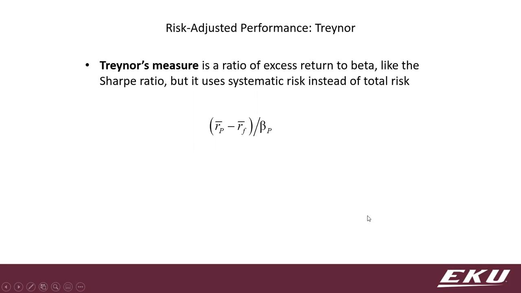Treynor has a slightly different one where instead of dividing it by the standard deviation, it divides it by beta. And remember, beta is the covariance with the market divided by the variance of the market, right? So this looks at just what we call the systematic risk, not any of the idiosyncratic risk unique to that company, right? So it's a different measure, but it's also a risk-adjusted measure.